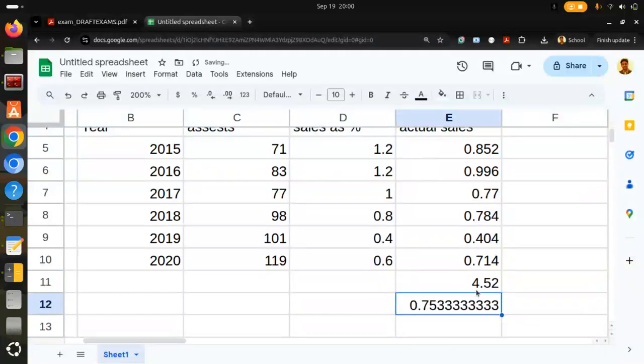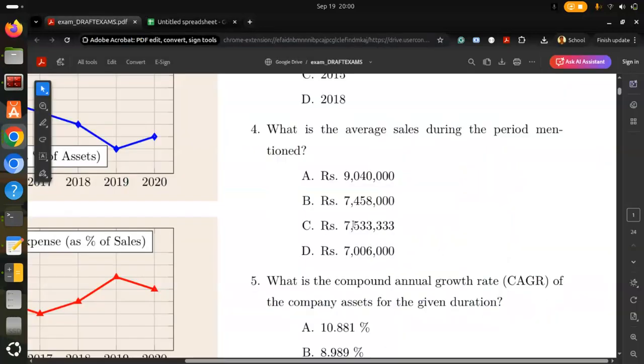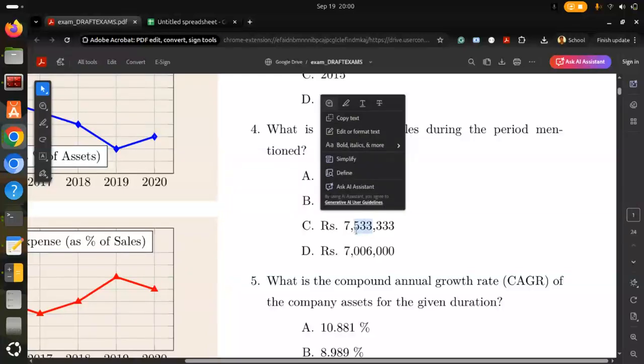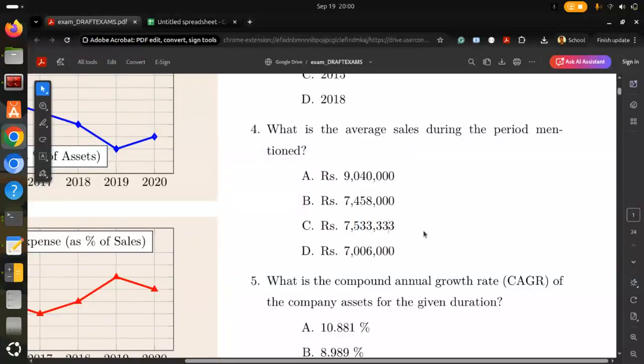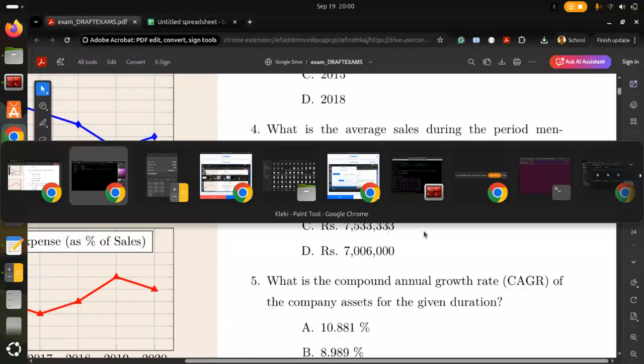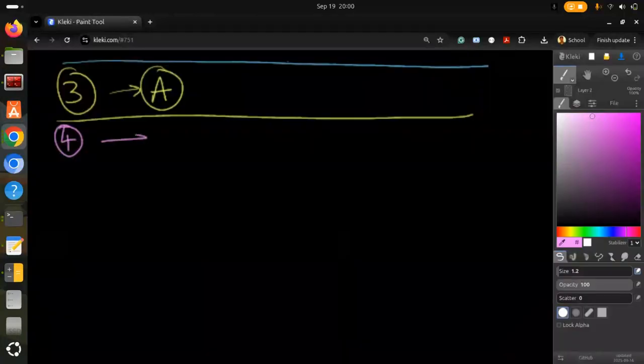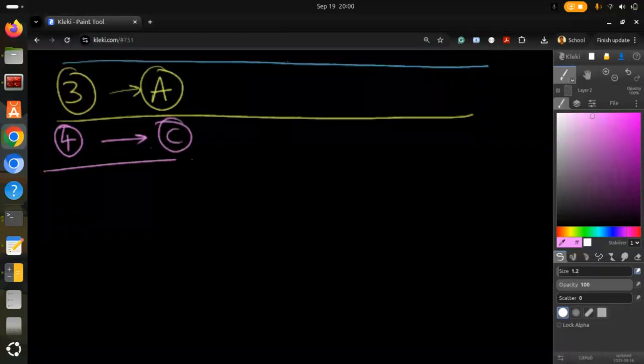So the answer is 0.753 like this, which is 75 lakhs 33,333 rupees. Okay, because this is in crores. So let's go to options and see whether that is there. Correct. So here you can see option C is exactly matching with our observation. So fair enough, let's mark it as option C.